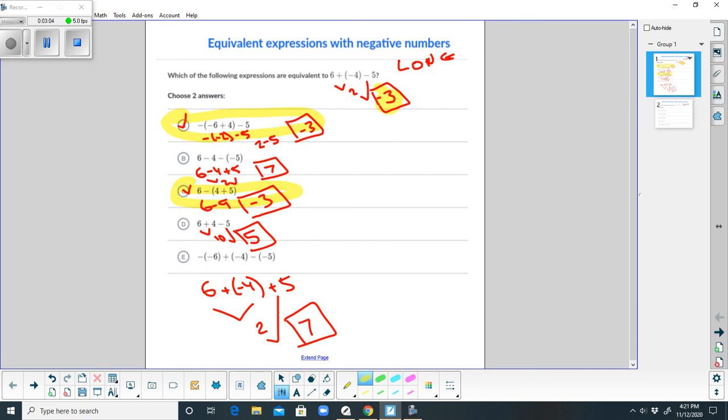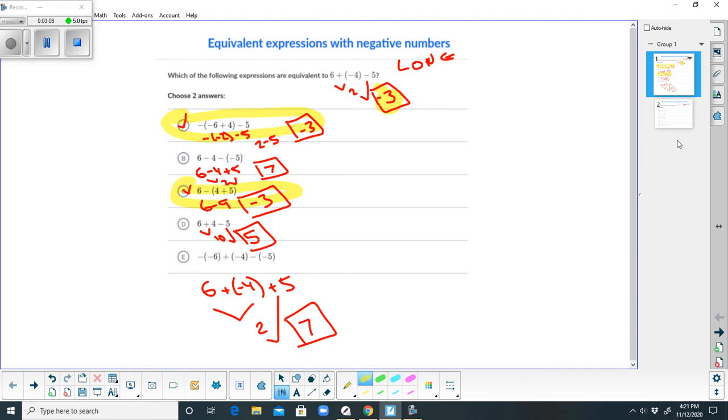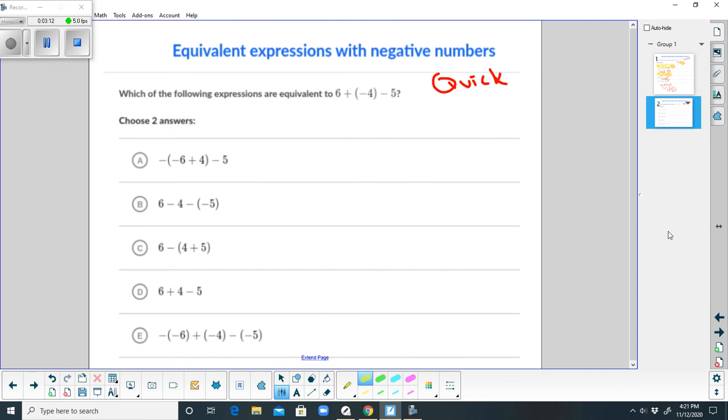Now that's the long way of doing it. Here's the quicker way, which you can use once you start getting good at this. Think of this as 6 plus negative 4 minus 5, that's positive 6 and negative 4 and negative 5. Now, as I've shown you guys in class, if I have a negative sign outside of parentheses, you really can just use that to flip the sign of the terms inside the parentheses.